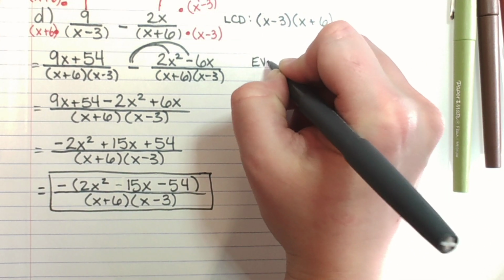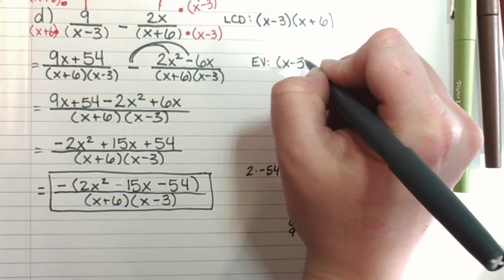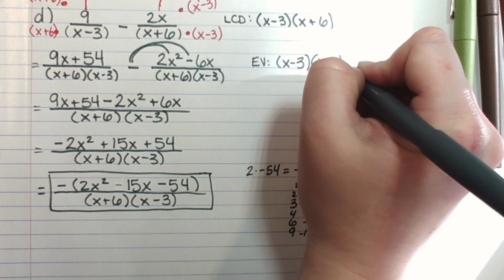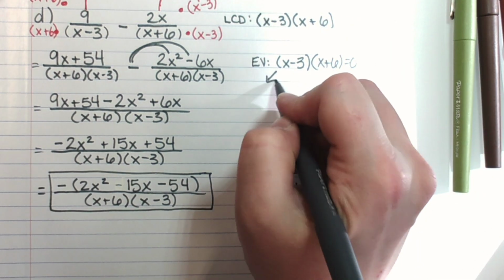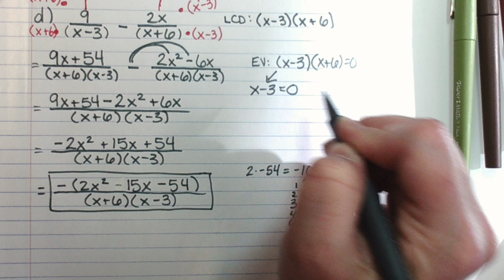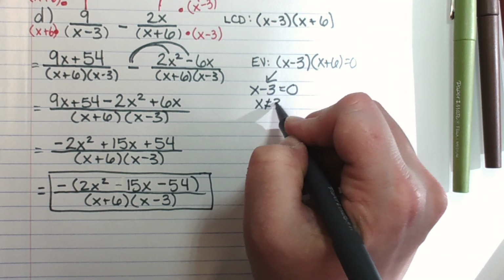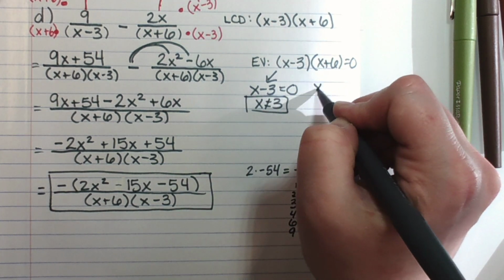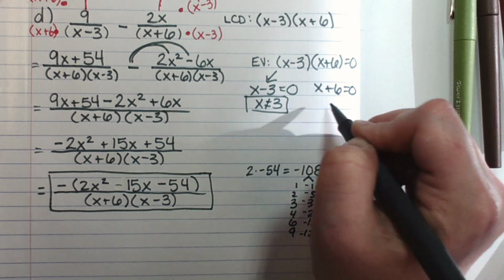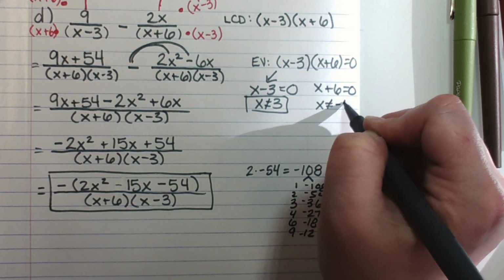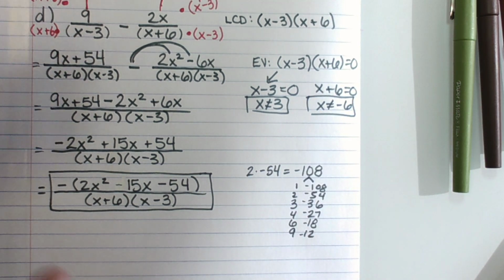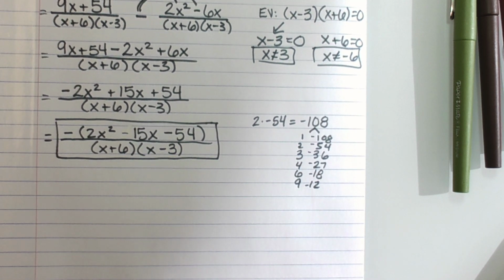Excluded values. Set your least common denominator equal to 0. The way I'm going to make that work is split. X minus 3 equals 0. Add 3. X is not allowed to be 3. X plus 6 equals 0. Subtract 6. X is not allowed to be equal to negative 6. Sometimes they just ain't pretty.